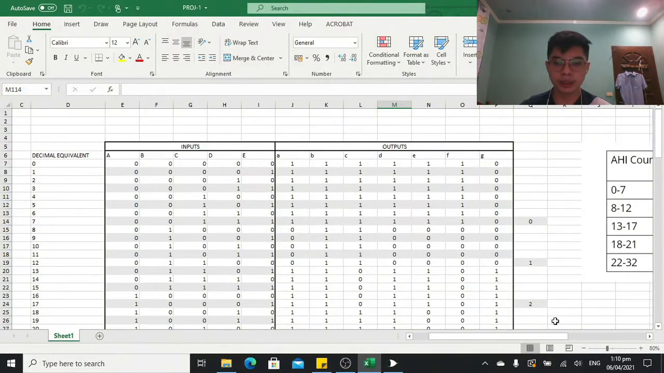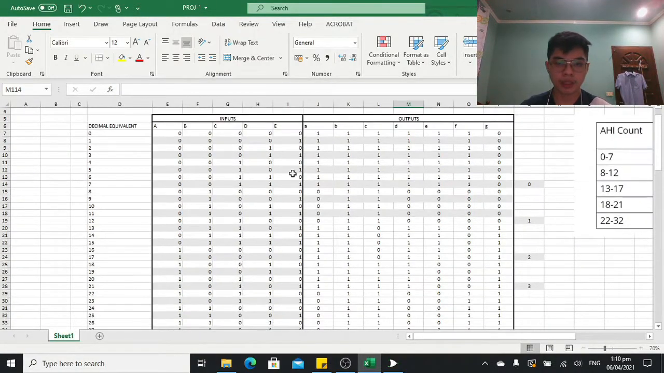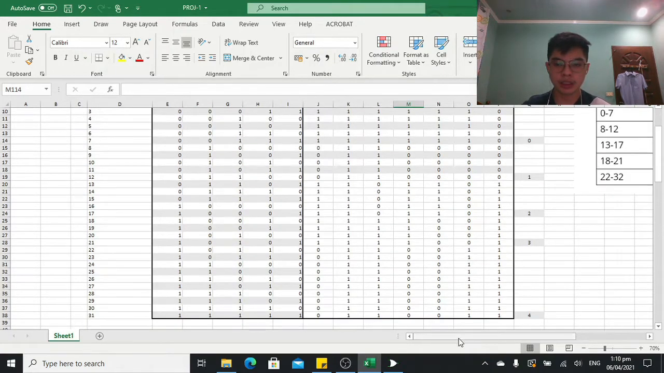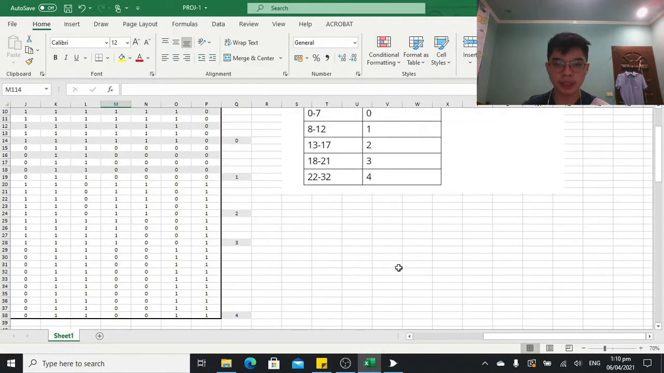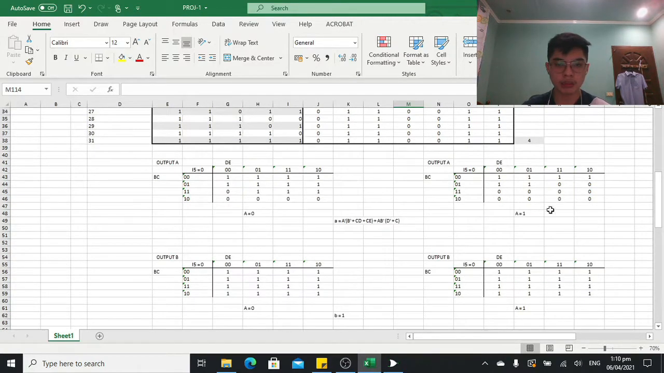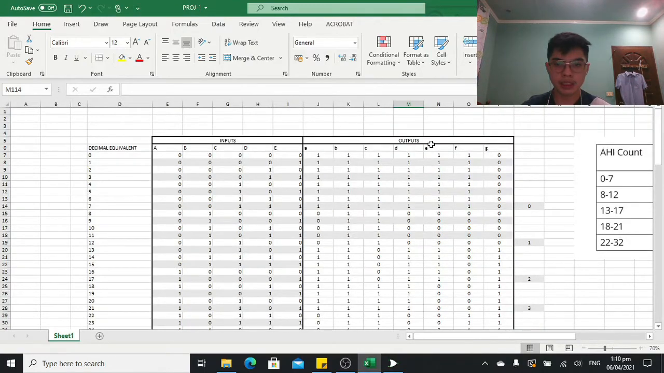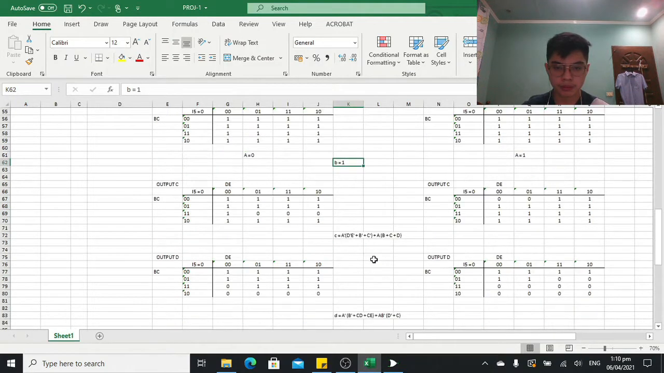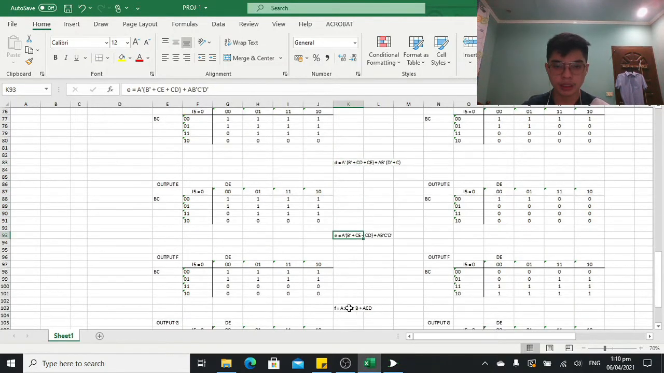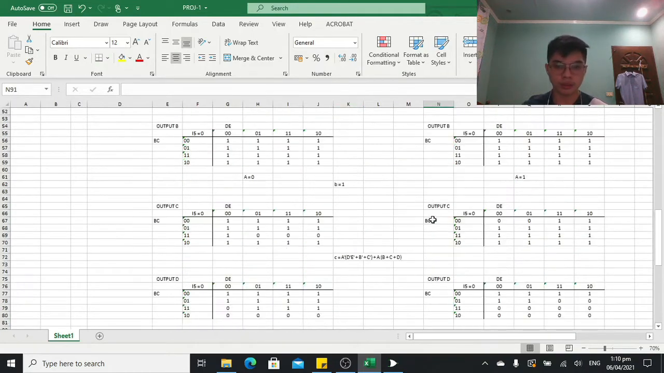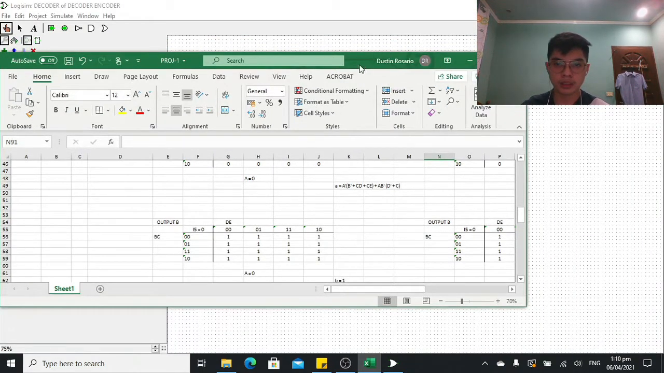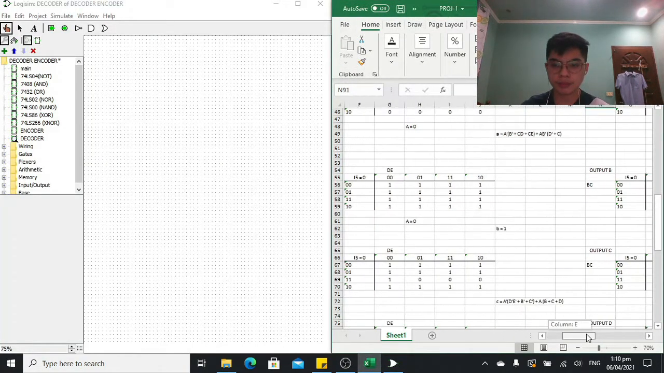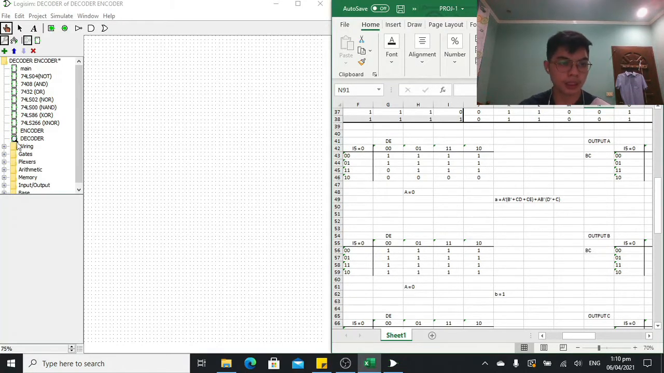So let's get started. So this is the truth table of our decoder, which is seen here, and this is the I count 7-segment display, and this is the output for A, B, C, D, E, F, G. So here, and these are the equations as well, C, D, E, and F. So let's start on making the circuit. So let's go with letter A.